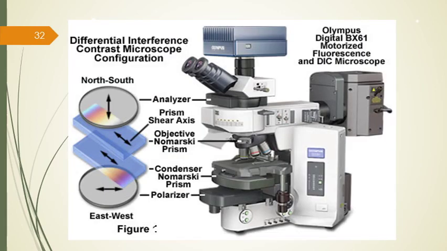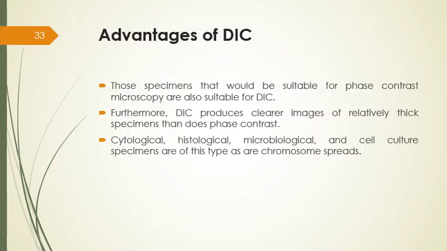This is a configuration of a differential interference contrast microscope, and this model is the Olympus Digital BX61 motorized fluorescence microscope, DIC microscope, as you observe in this figure. Here we have advantages of DIC microscope. The specimens that are suitable for phase contrast microscopy are also suitable for differential interference contrast microscope. In DIC, the specimen will appear bright in contrast to the dark background.